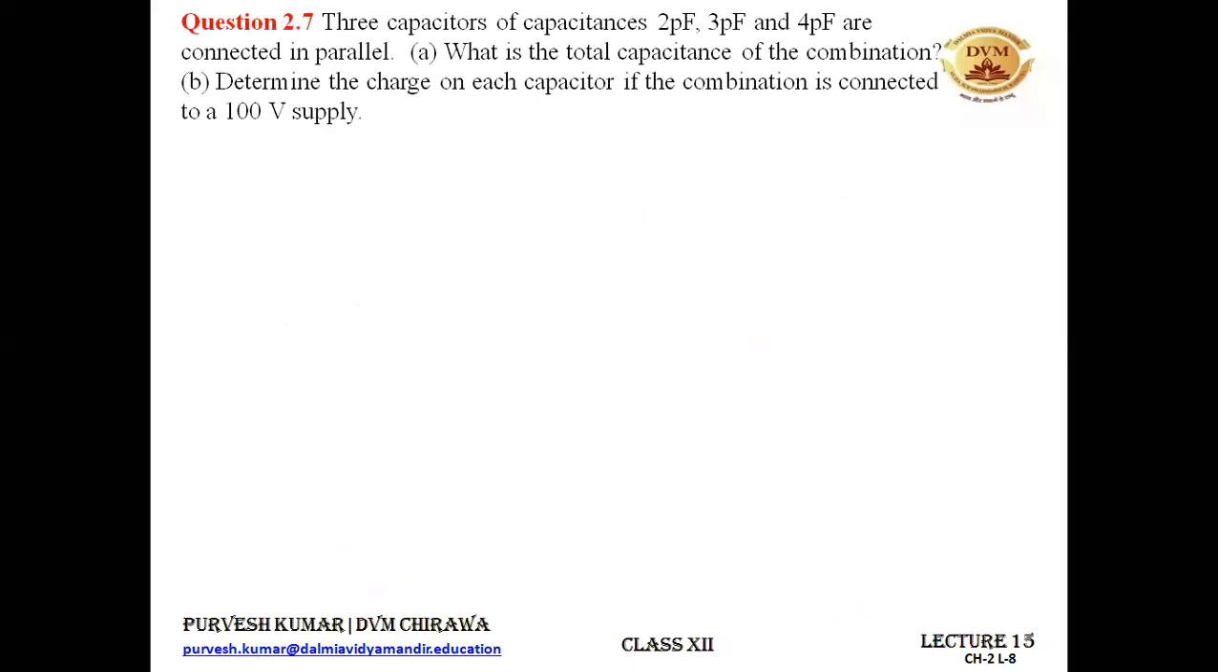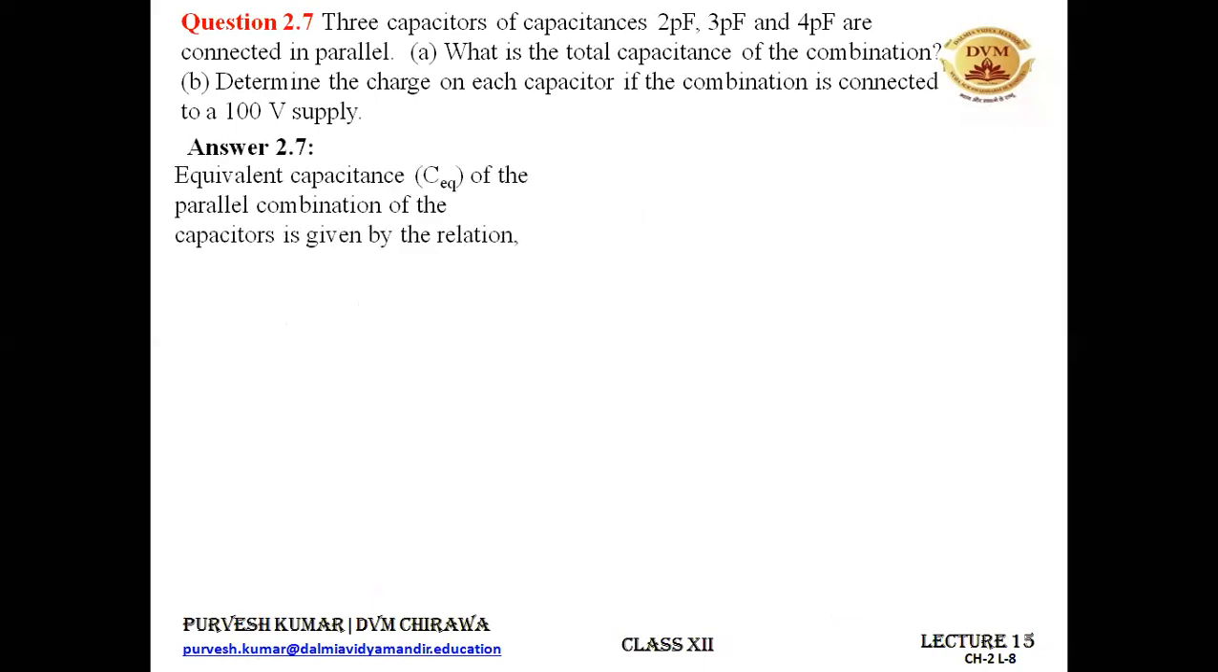Question number 7. It says, the 3 capacitors of capacitances 2 picofarad, 3 picofarad and 4 picofarad are connected in parallel. What is the total capacitance of the combination? And determine the charge on each capacitor if the combination is connected to a 100 volt supply. So first we need to find the equivalent capacitance. It is very simple, even simpler than the previous one because the capacitors are connected in parallel.